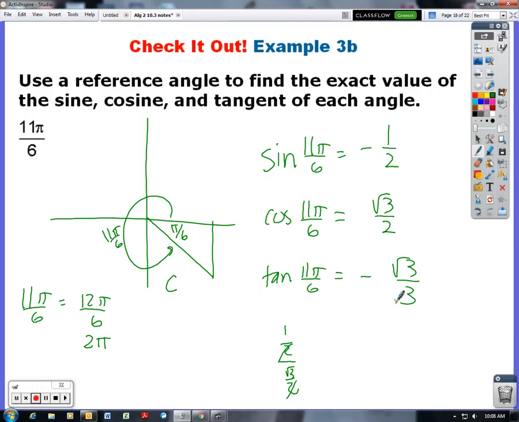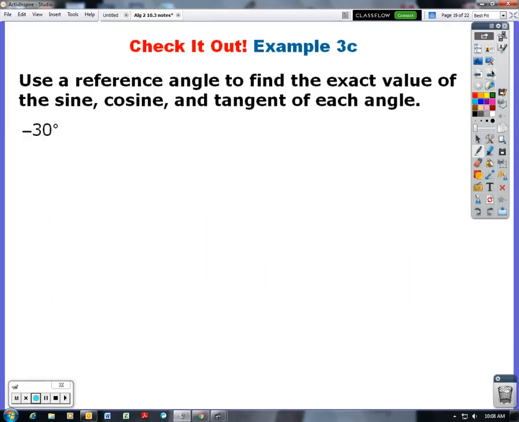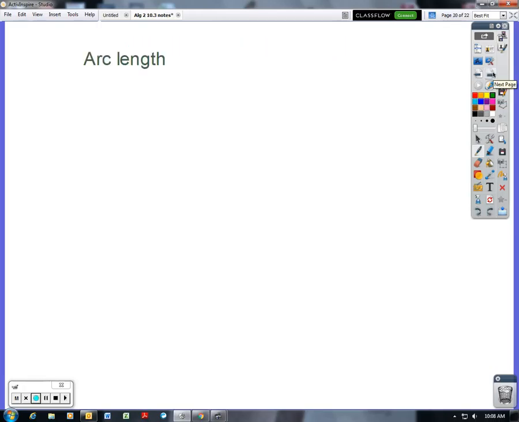I'm just curious if these are in the book. Oh, they are. 11 pi over 6 is in the book. Okay, that's where they came from. Oh my goodness, there's more. You know what, I'm going to skip this because I need to move on. I'm running out of time.